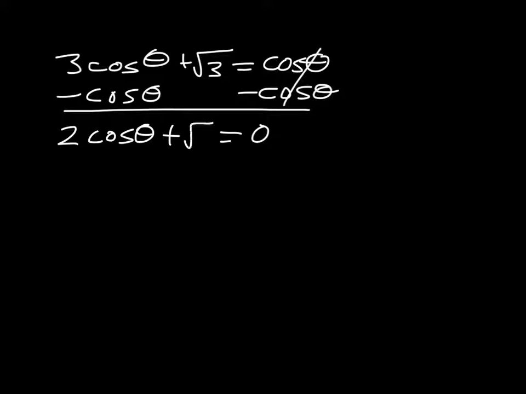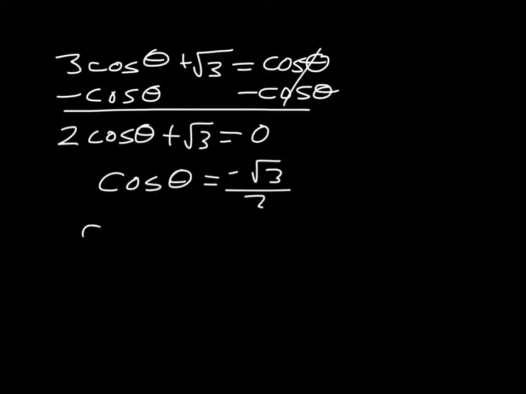Plus that radical 3. Well, in 2 quick steps I can get the cosine by itself. Subtract radical 3 from both sides, and divide by 2, gets my cosine isolated. And then from there, it's using the graphing calculator to get the angle, or figuring it out based on your memory.